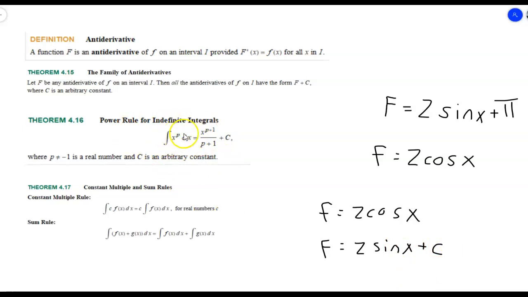All right, and we're given the first rule here. Now, this symbol here is an indefinite integral, and it's basically telling you to take the antiderivative.